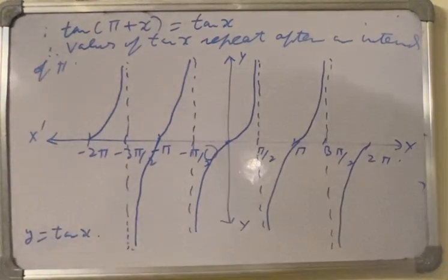So in this way we have drawn the graphs of sine x, cosine x and tangent x. In the next video we shall take graphs of cotangent x, secant x and cosecant x.